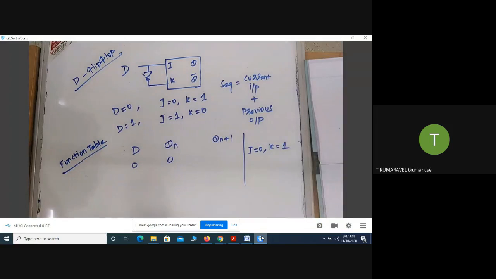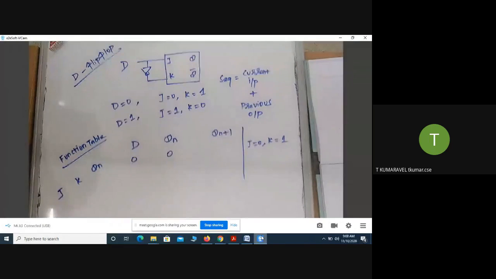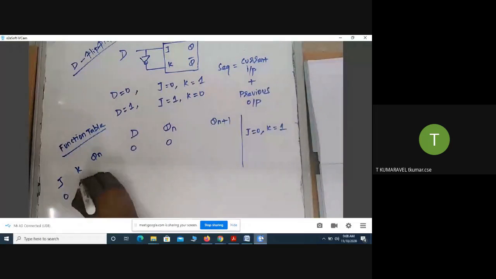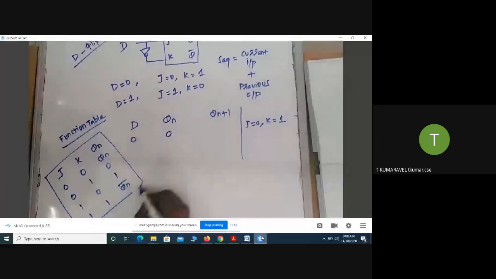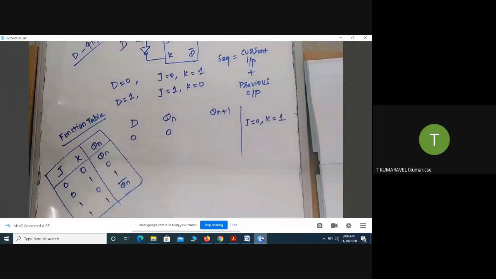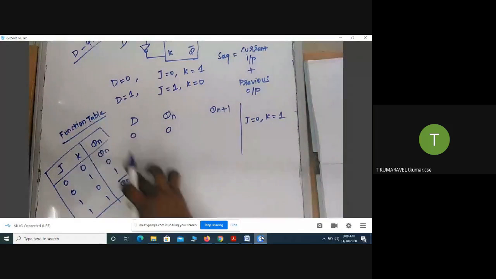In order to fill this table, you have to refer to the JK flip-flop truth table. If both are 0, it will retain the previous state; 0 1 gives 0, 1 0 gives 1, and 1 1 is a complement. This is the truth table for JK. Based on that, you should fill up the D flip-flop table.